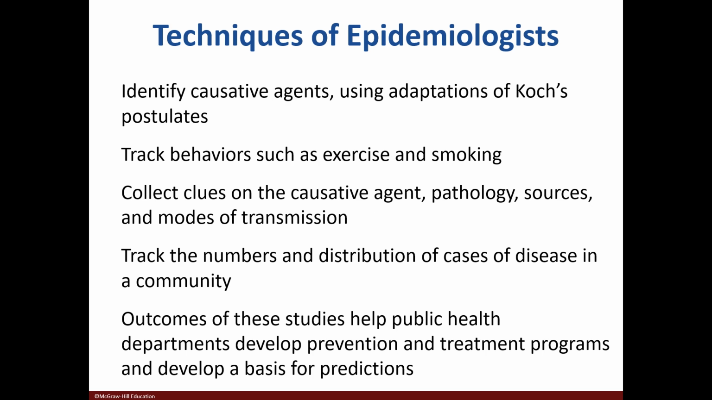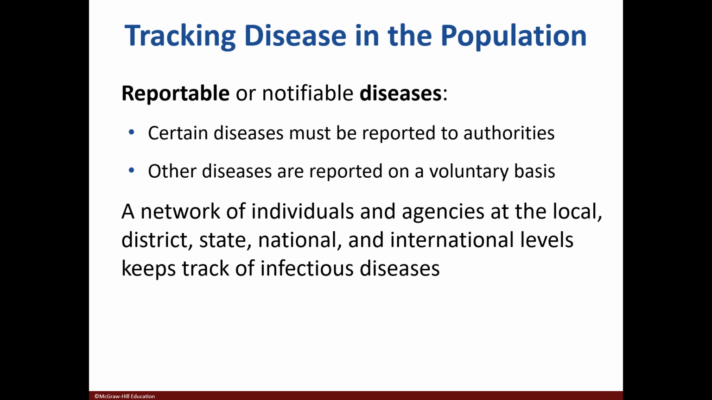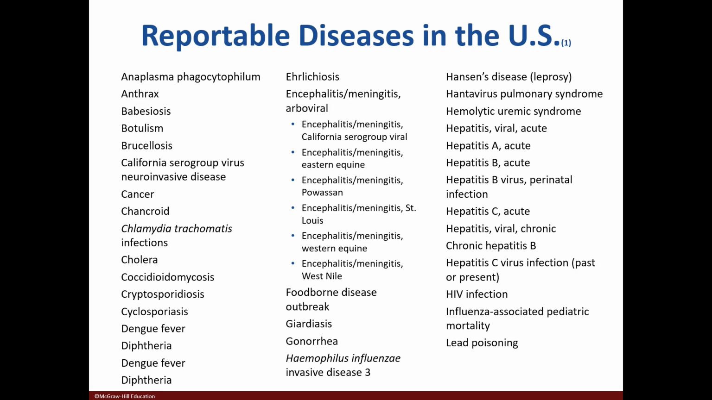The goal of epidemiologists is to identify the causative agents of disease, track behaviors, investigate, and determine sources and modes of transmission. They're also responsible for keeping track of all cases and developing prevention and treatment strategies. Reportable diseases are those that must be reported to health authorities. These include anthrax, botulism, cancer, cholera, West Nile, and gonorrhea, just to name a few.